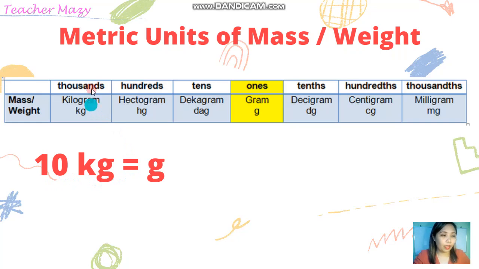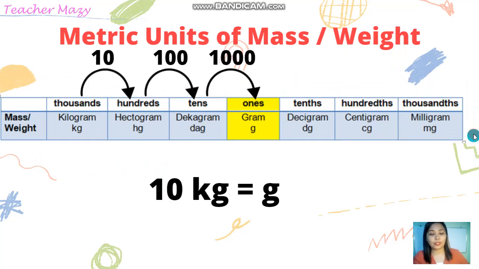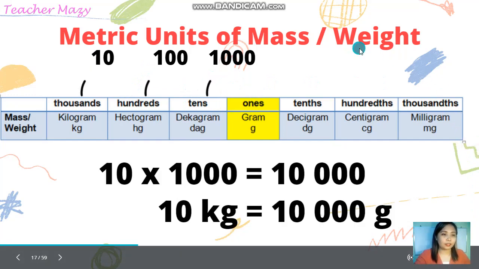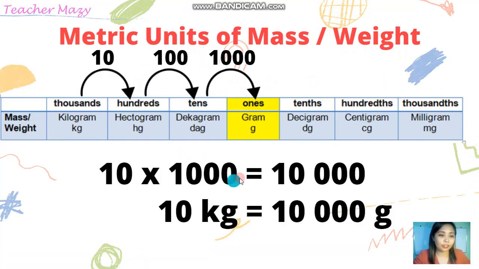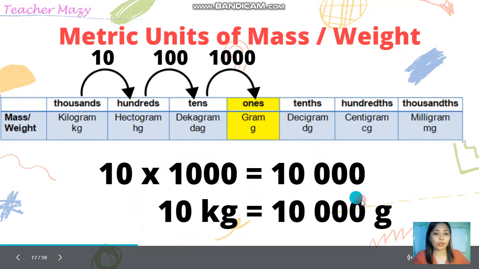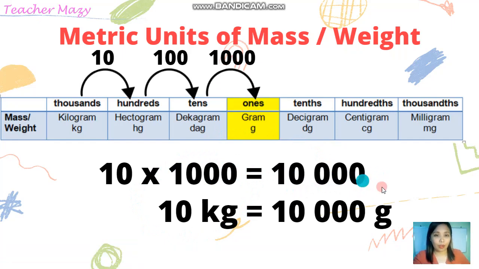So, that means we have from the bigger unit to the smaller one. So, that means our operation that we will use is multiplication. So, 10. Ayan. So, nag-shift tayo ng tatlong beses. So, that means, i-multiply natin siya by 1,000. Okay? 10, 100, 1,000. So, 10 times 1,000, that is 10,000. So, that means, for every 10 kilogram, we have 10,000 gram.